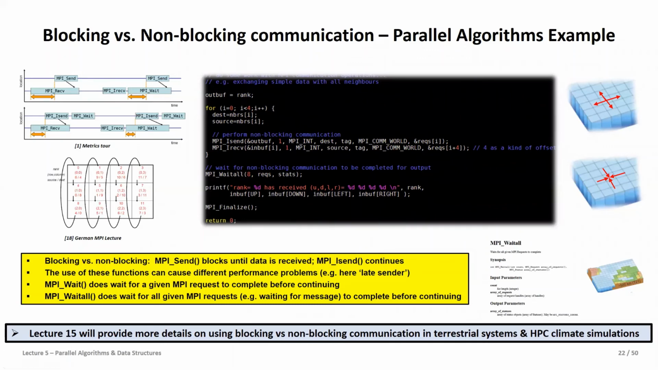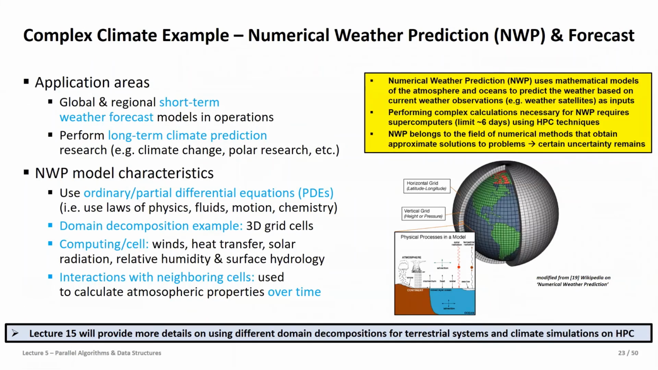Just to show you that non-blocking communication is, of course, really used. And one really complex application example we will look at is numerical weather prediction in these MPI codes. But that is in lecture 15, towards the end of the course, when we know much more about many different aspects of how we solve and deal with ordinary and partial differential equations, why they matter, and how they are used for physics, fluid flow, motion, etc.